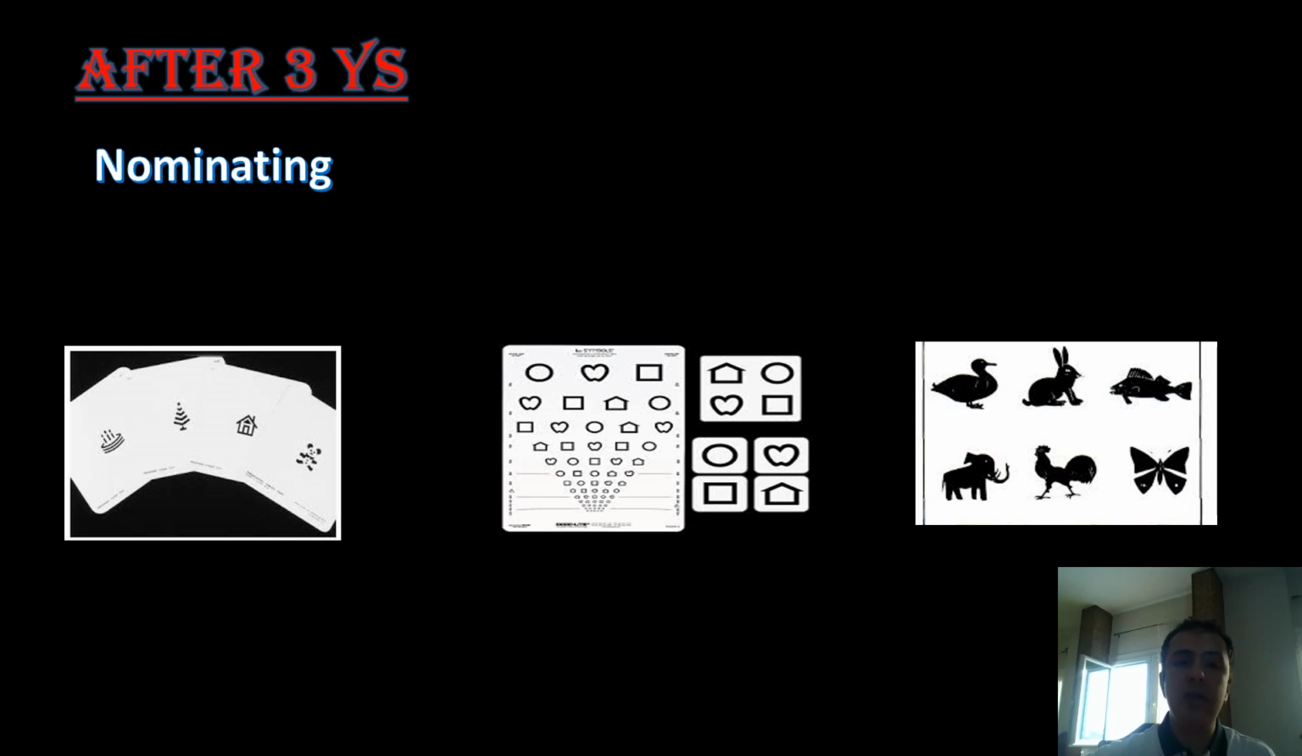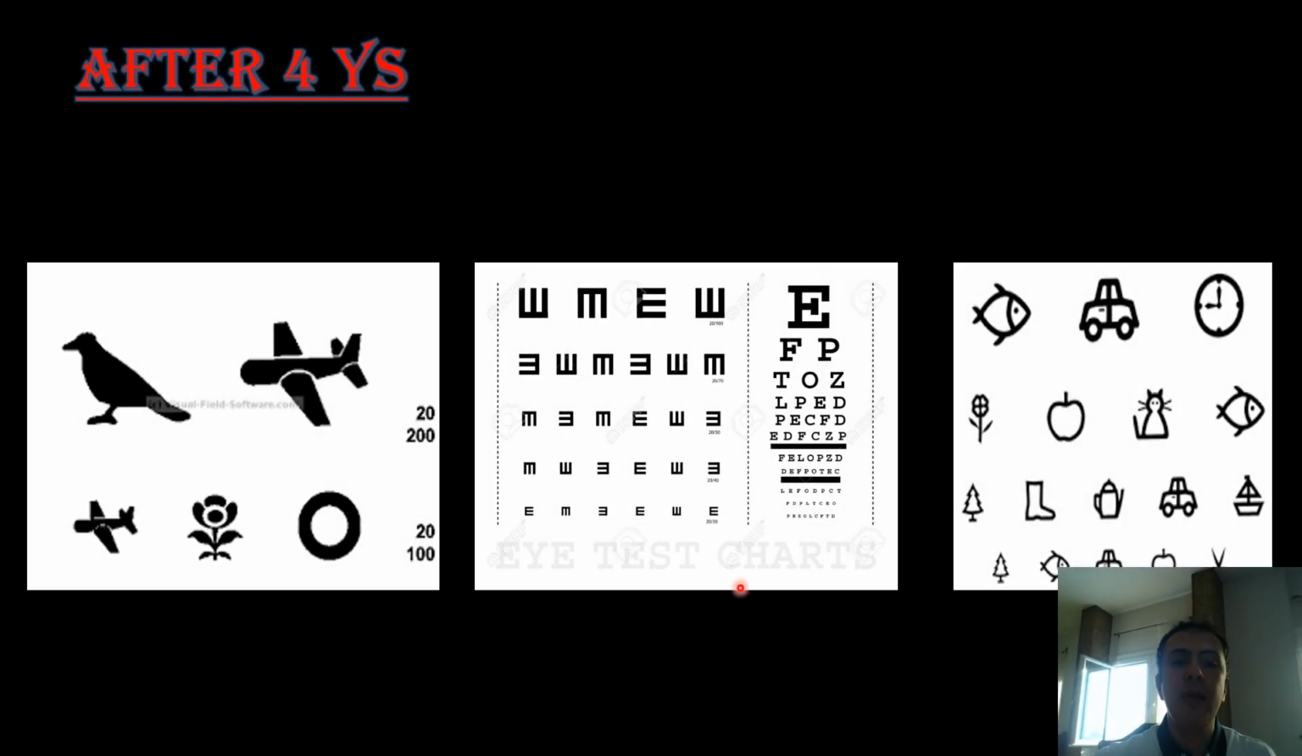And after age of 3, the child now is mature enough to nominate the object. So I can ask him, what is this shape? He will call it elephant, or this is a check, or this is a butterfly. So I can ask him later on by nominating the pictures. Age of 4, mostly he's going to kindergarten or school. So he can tell me the letters, or he can tell me the direction of the opening of each one of these symbols, or he can say what is the name of these pictures?